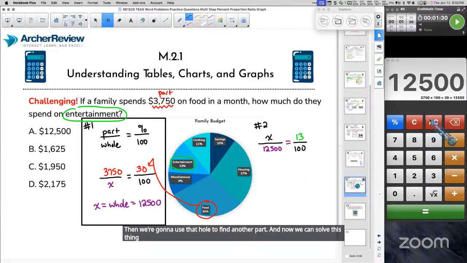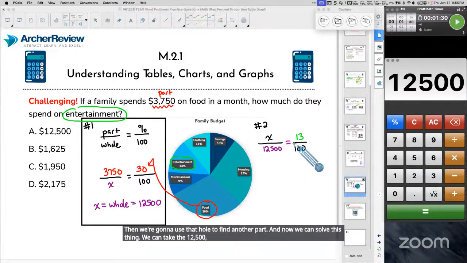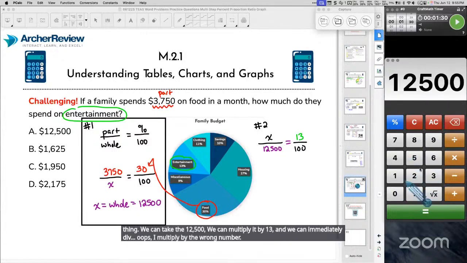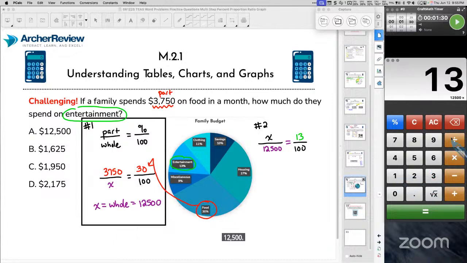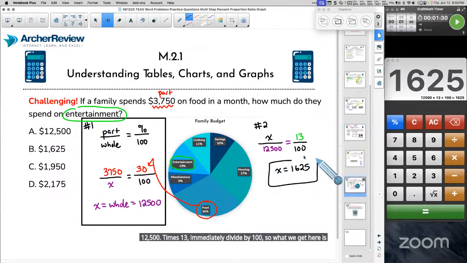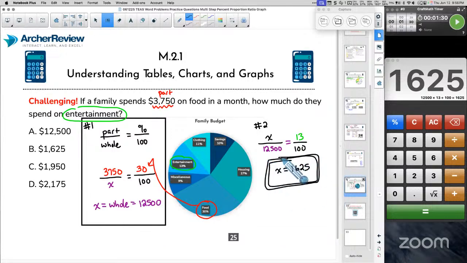We can take the 12,500 and multiply it by 13, and immediately, oops, I multiplied by the wrong number. 12,500 times 13, immediately divide by 100. So what we get here is 1,625 bucks. This is our final answer. That's how much they spend on entertainment.